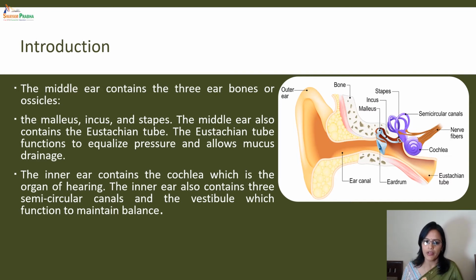And the inner ear contains the cochlea, which is the organ for hearing. The inner ear also contains three semicircular canals and the vestibule, whose function is mainly to produce balance from the outer environment. So as you can see in this figure, just look at the figure showing you the structure of the middle ear and inner ear.